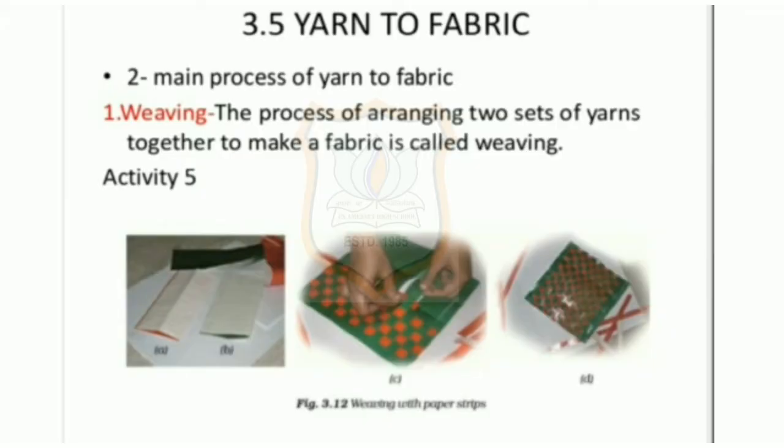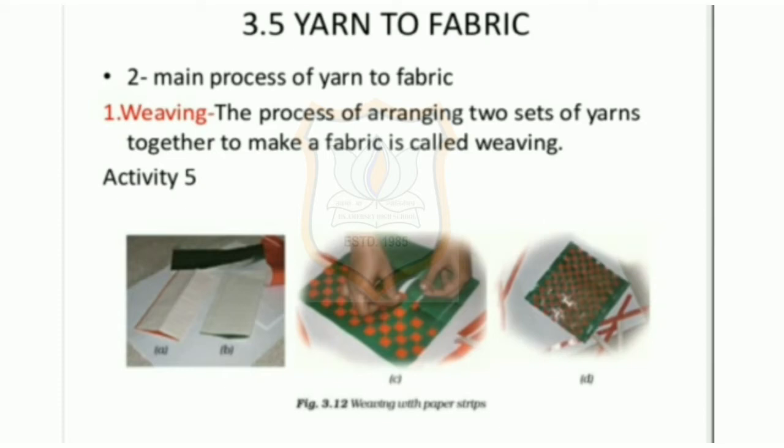In our previous video, we have studied about spinning cotton yarn. Now we are going to study 3.5 yarn to fabric. Dear students, there are many ways by which fabrics are made from yarns. The two main processes are weaving and knitting. The first one is weaving. The process of arranging two sets of yarns together to make fabric is called weaving.